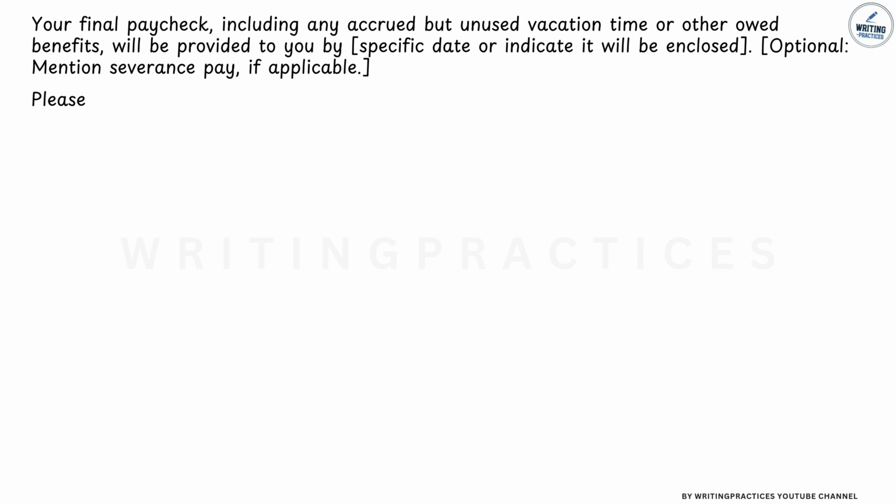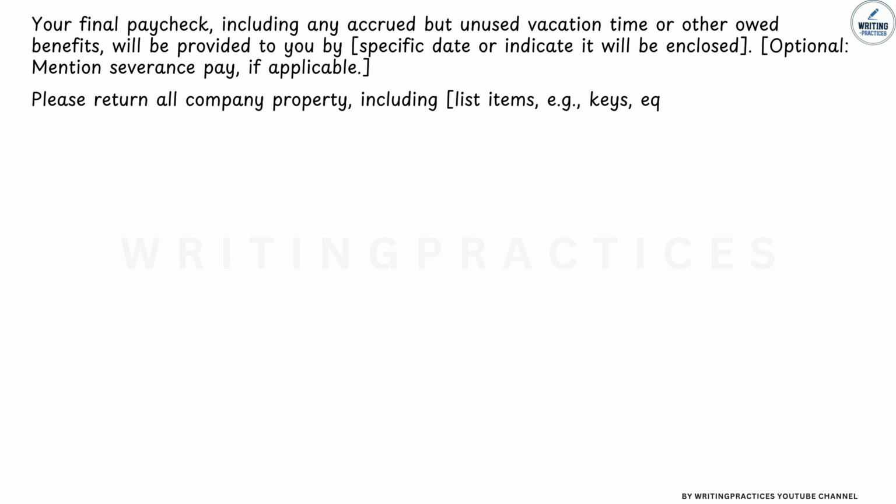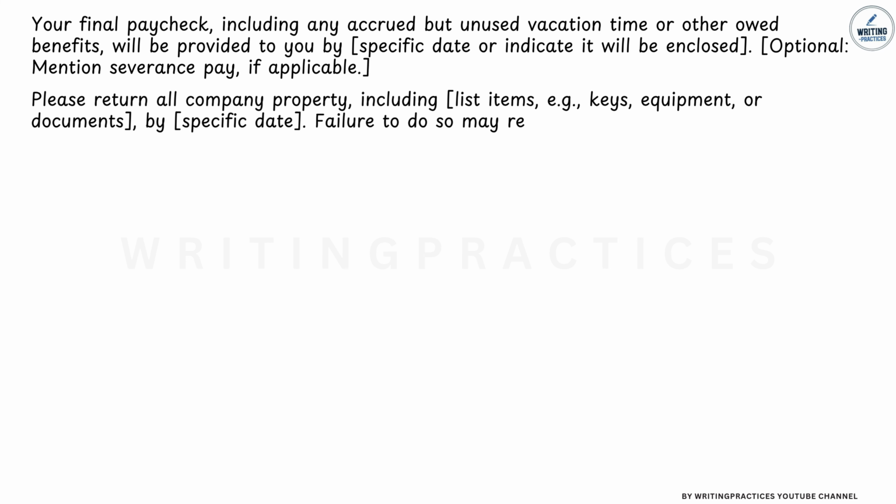Third paragraph. Return of company property. Address the return of company property. For example, please return all company property, including list items such as keys, equipment, or documents, by specific date. Failure to do so may result in state potential consequence, if any.